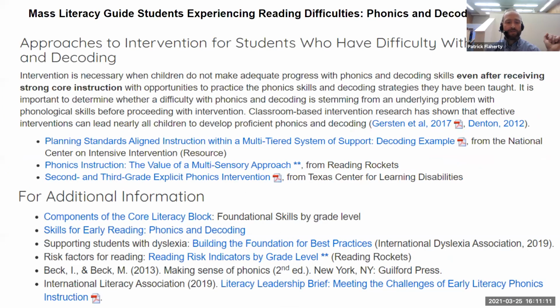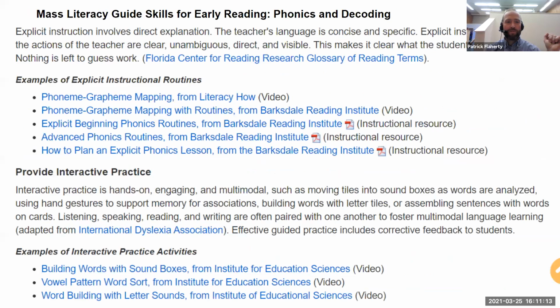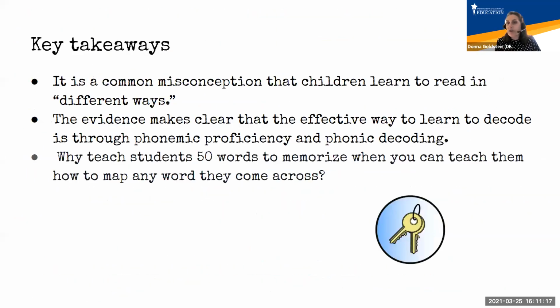Okay. And Donna, would you like me to move? Yeah, Patrick, if you wouldn't mind just telling us one or two of your key takeaways, and then we do have a couple of questions that we want to make sure we get to. Of course. All right, so key takeaways.